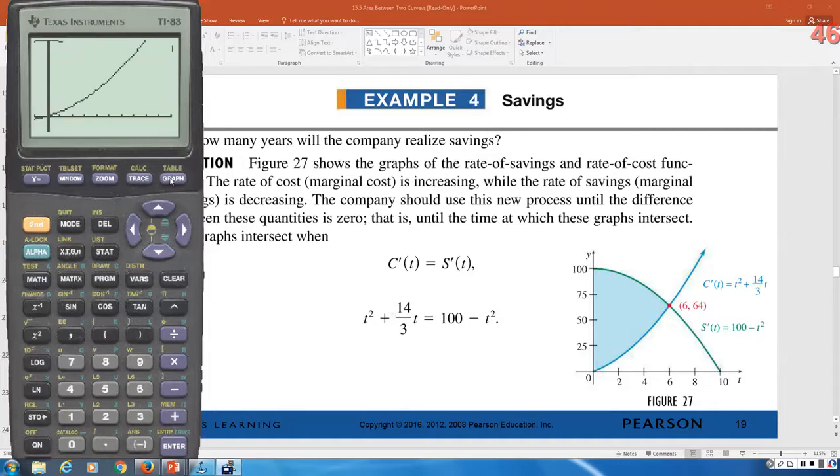So there goes the cost, and there comes your savings. Obviously it starts at time zero, but this is where cost equals savings. So this is where your savings are dwindling down to nothing and your costs are still increasing. How much savings? That's going to be the area inside this little odd-shaped region. So we're going to find the intersection point, second calculate, number 5. And since we're only looking for one intersection point, that intersection point is at x equals 6.